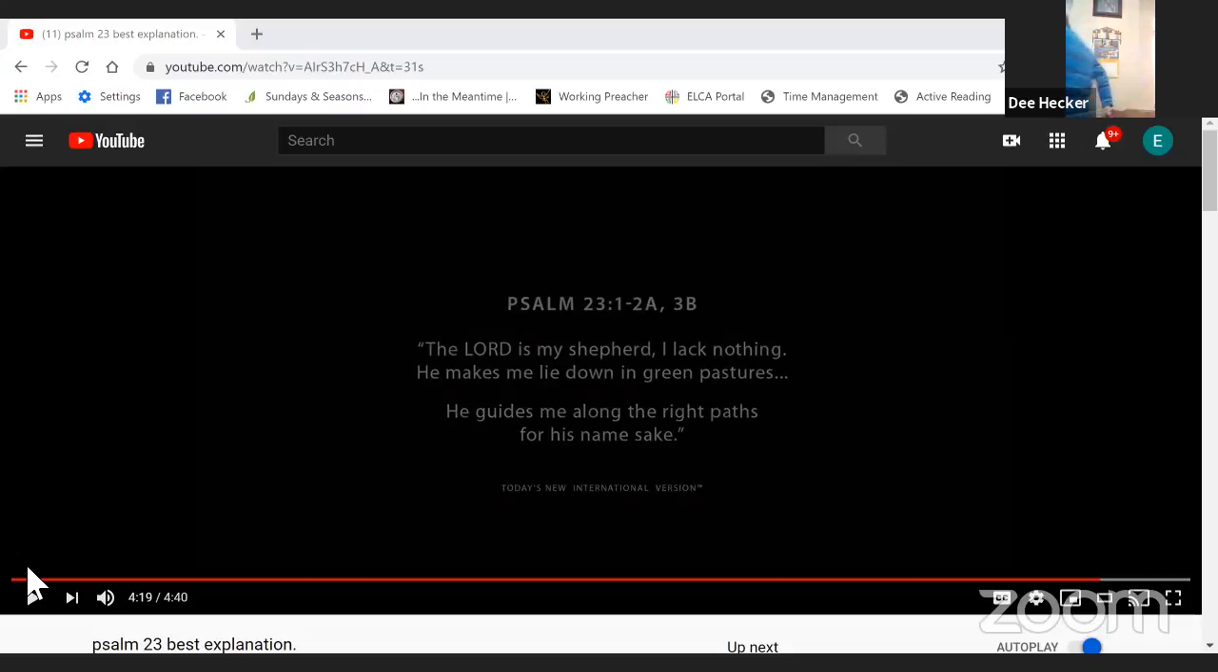So the metaphor of using the shepherd and the sheep, and you probably all figure that out right now, well, the shepherd is God and the sheep are us. And we do need, like sheep, we do need God's guidance.